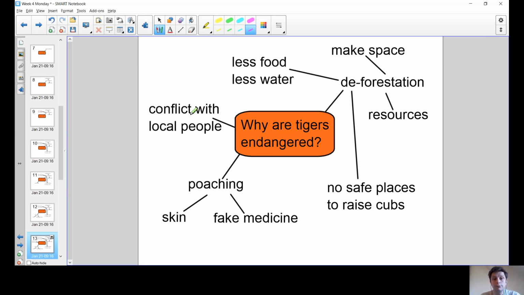And then we've got conflict with local people. So we love learning about tigers, but that's partly because we don't have any tigers in England, not in the wild anyway. And it might feel a bit different if you went to the park and saw tigers. So part of the problem they have are problems with farmers, because tigers, if they can't find things like deer and wild boar and monkeys to eat, well, they might go and eat your cows or your goats or your chickens, and the farmers don't like that. So that causes a problem.